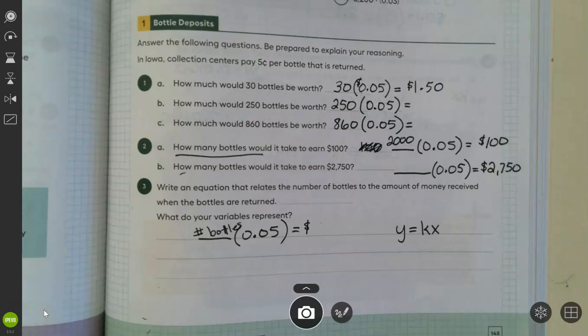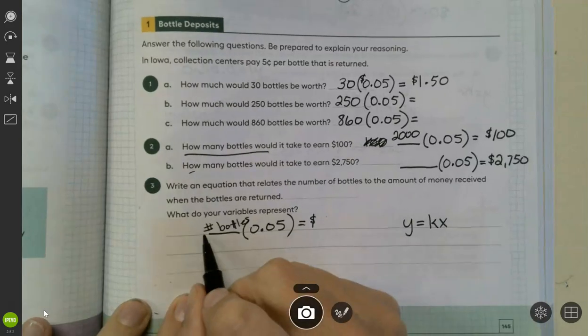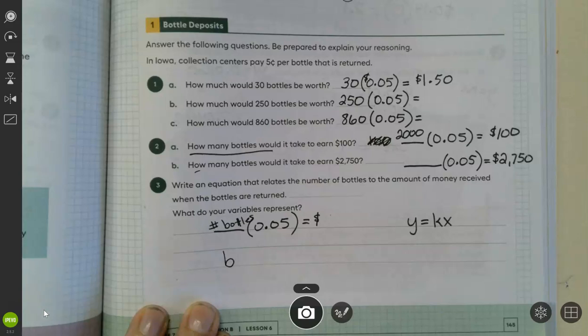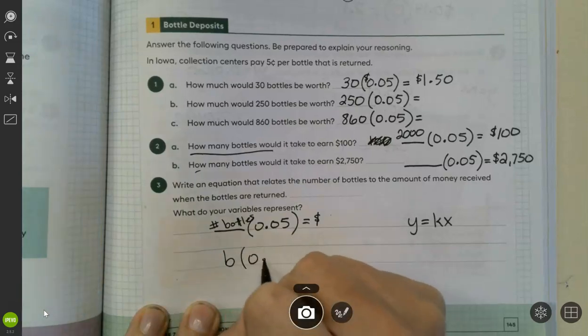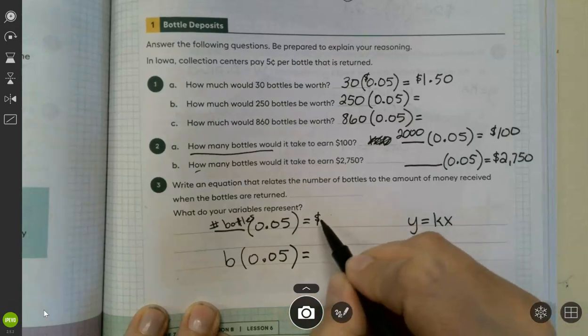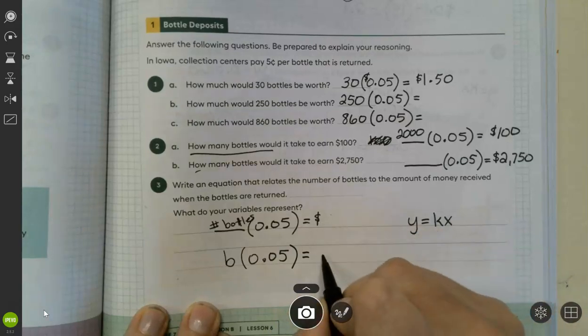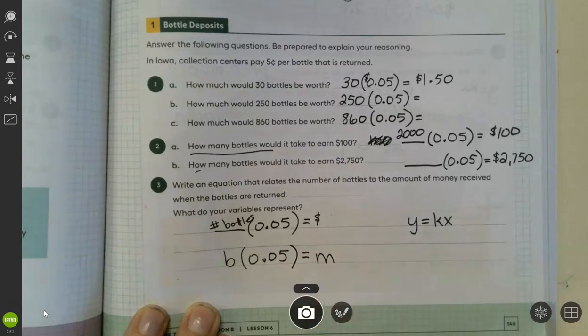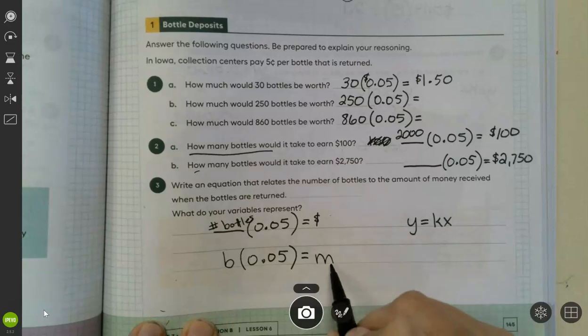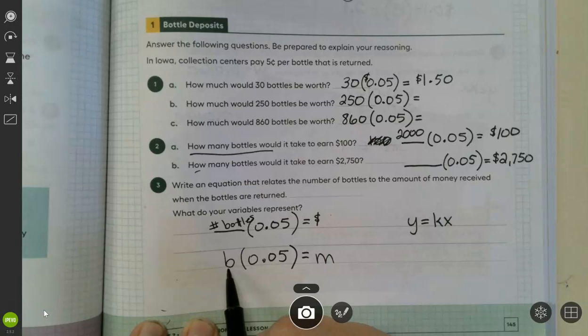Let's come up with variables. If I'm talking about number of bottles, I could just use B for the bottles times that 5 cents equaled money or dollars. I'm going to use M, so that we're not getting it confused with the D, for money. So I know how much money I'm going to make depending on the number of bottles that I choose. This is one equation.